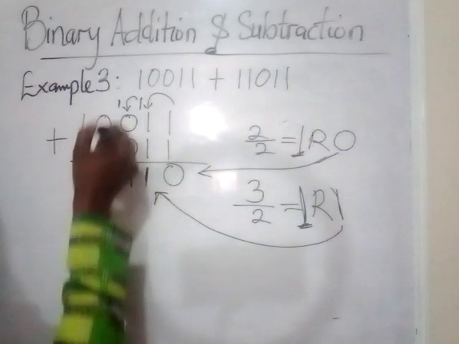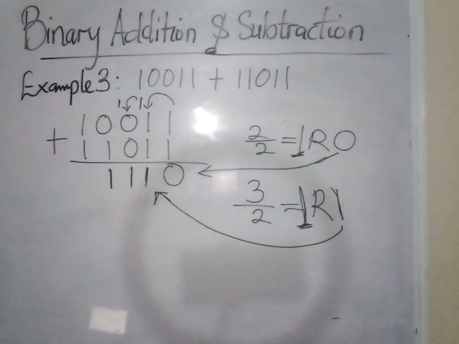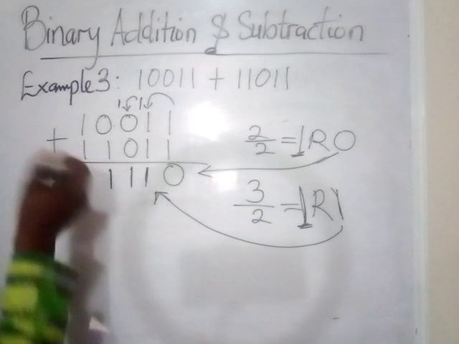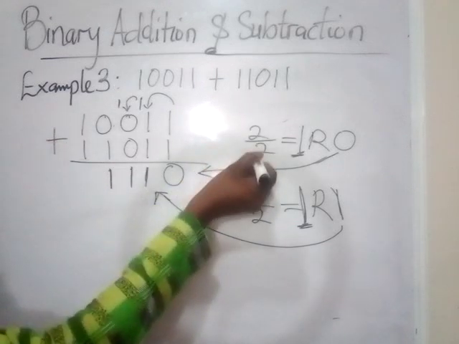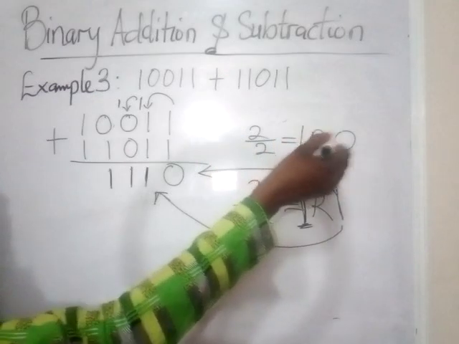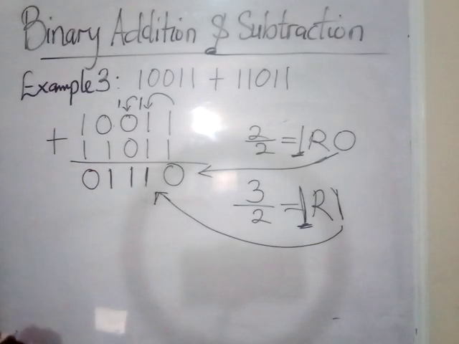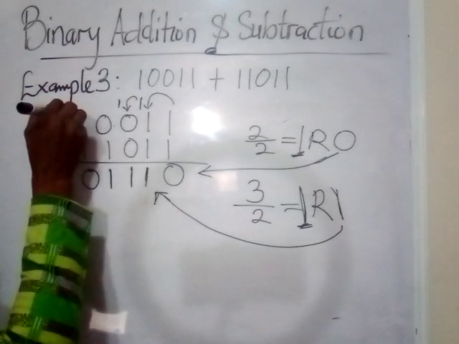Then the next one, 0 plus 1 is 1. And lastly, you have 1 plus 1. So 1 plus 1 is 2. Again, divide that 2 by 2, you have 1 remainder 0. So you put down 0 here because there is no 2 in binary number. Put down 0 and you bring the 1 here.